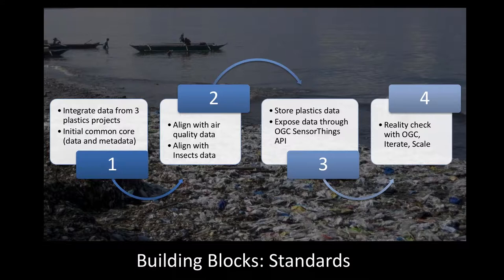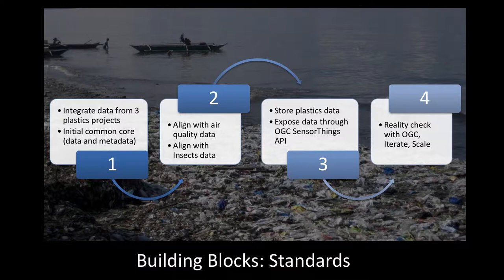So we've actually successfully integrated data from three citizen science projects who are monitoring macro pollution on beaches, one sponsored by NOAA, one sponsored by the European Environment Agency, and one sponsored by an NGO. We're going to reality check this with air quality data and insects data. Air quality is the simplest from a data modeling perspective. Insects data is already pretty standardized thanks to GBIF. And then we're going to store this in our new database, expose it through an OGC compliant API, and say, OGC, please tell us what we have done wrong and help us figure out how to do a better job with your SensorThings API so that we can then replicate it for the other three research areas and hopefully create a common core of interoperable information.